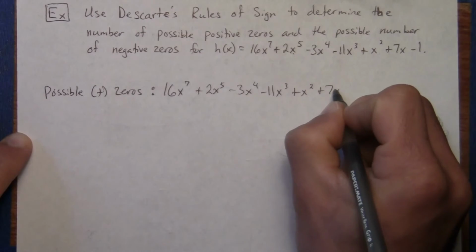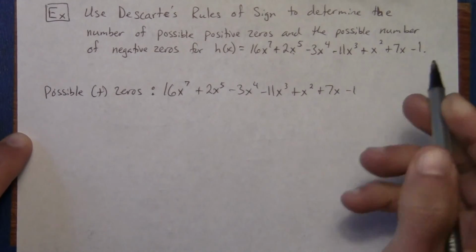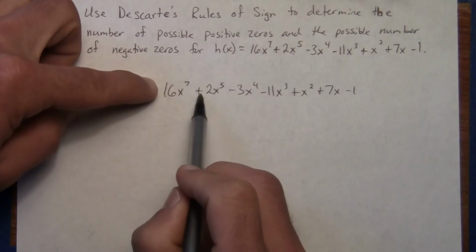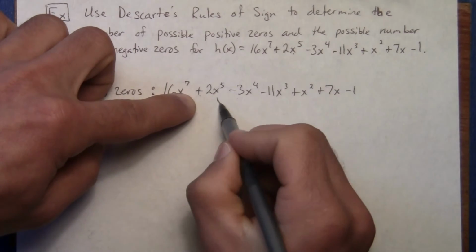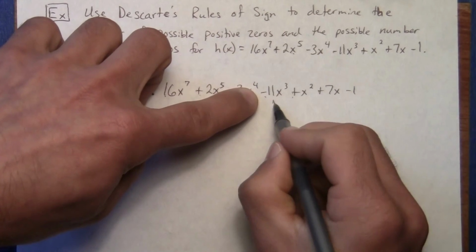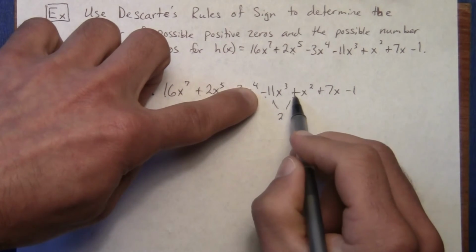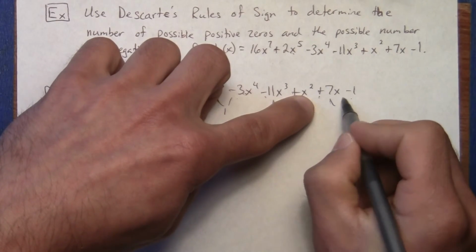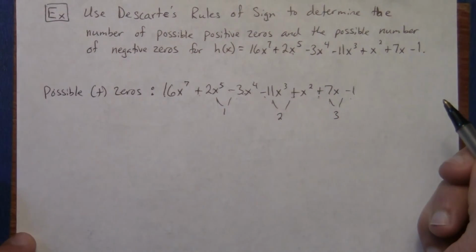And all you're going to do is go from left to right and count the number of times that you see the plus or minus sign change, or the number of times that the sign changes. So it starts out positive, stays positive, switches to negative. There's one sign switch. Stays negative, switches to positive. There's a second sign switch. It's now positive, stays positive, switches to negative. There's the third sign change.